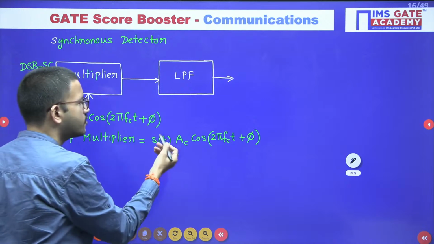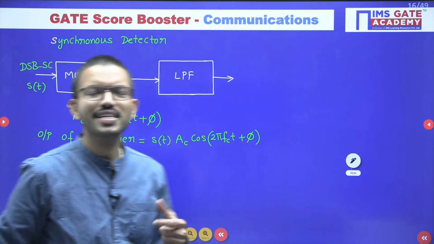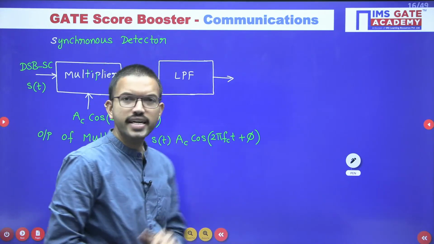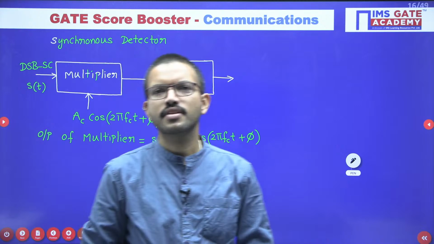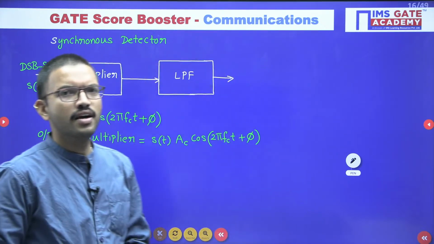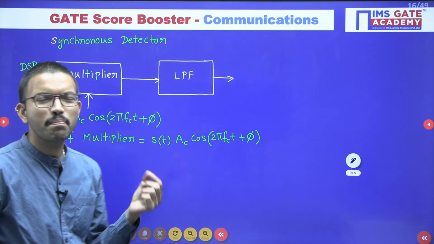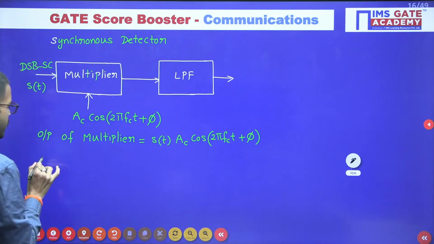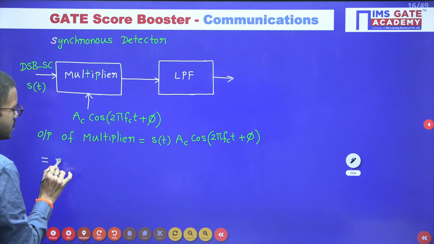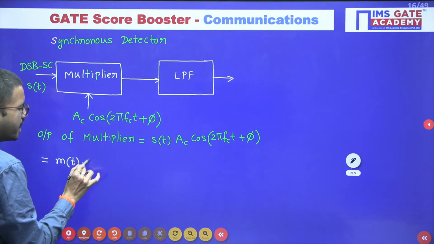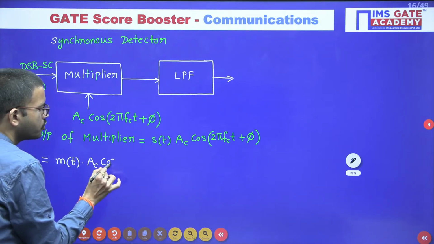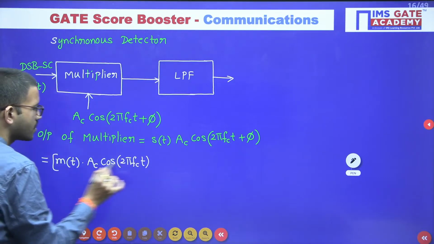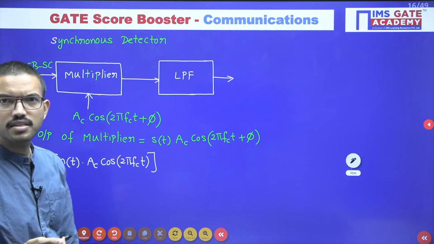Now regarding S of t, I hope all of you are very much familiar with double sideband suppressed carrier. What is the expression for the DSB-based signal in time domain? Yes, it is just the product of the message signal and carrier signal. For the message signal we consider m of t, and for the carrier signal we consider AC cos 2 pi f ct. So this is your DSB-based signal.